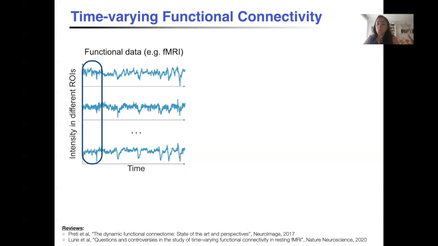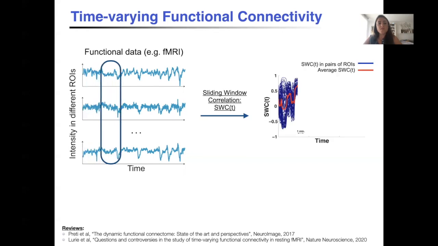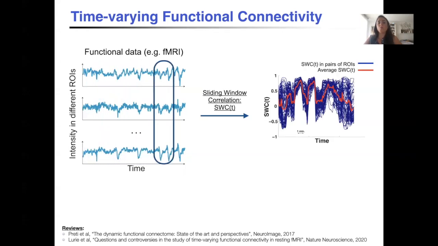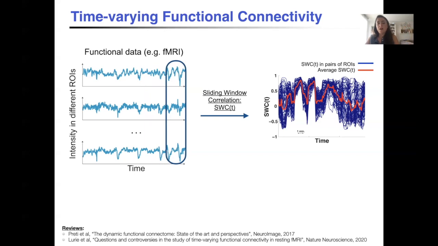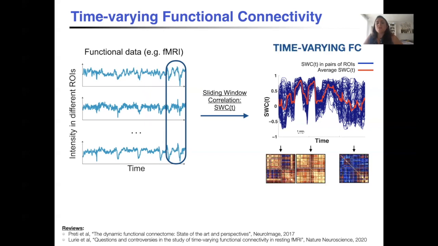We compute there a measure of correlation between all time courses pairwise, and then we slide the window so we can see how this correlation changes in time. So what we can retrieve is a time course, the one you see here on the right, of the functional connectivity for each pair of brain regions, of course. So in other words, time-varying functional connectivity consists of multiple functional connectomes, one functional connectome for each window that you are analyzing.